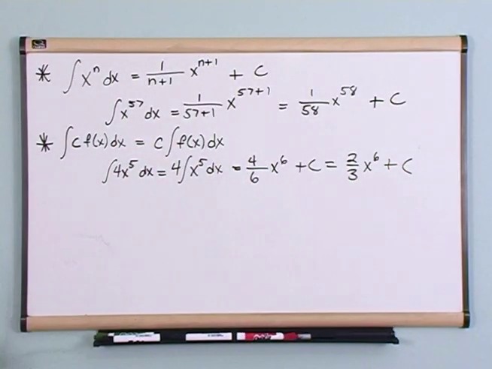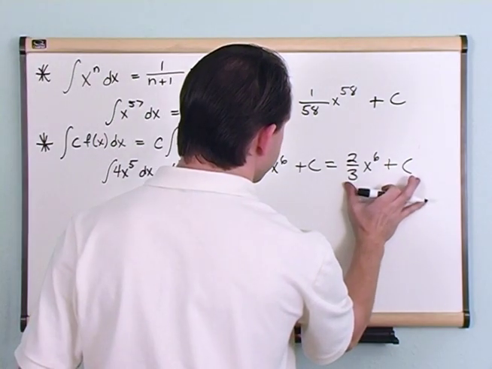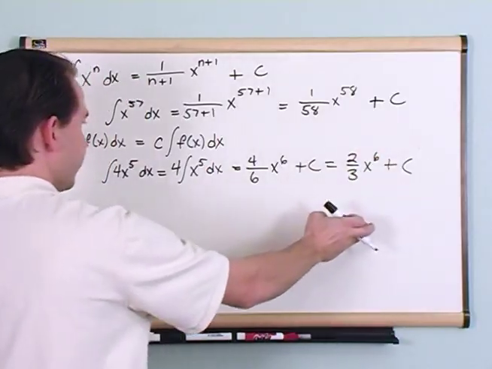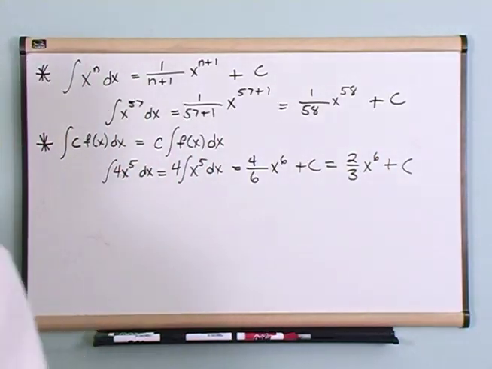And you might want to pause the video now and prove to yourself that if you were to take this thing right here and take the derivative of it, you would get back what you started with, 4x to the fifth. So why don't you guys do that right here as we go. Shouldn't take you very long.